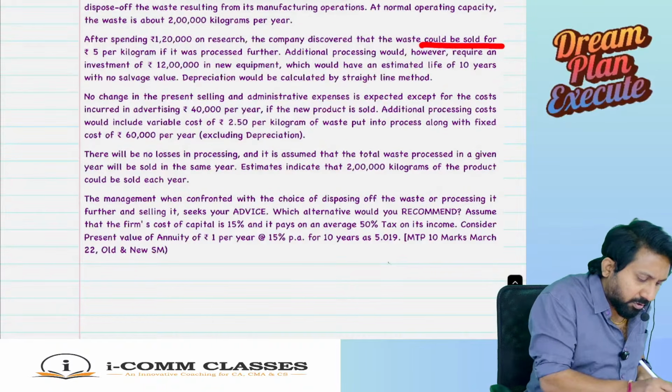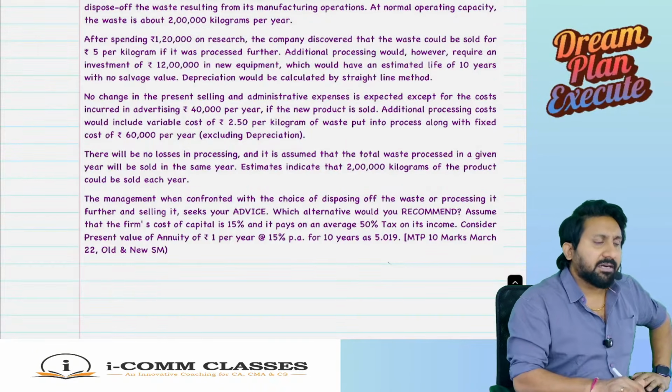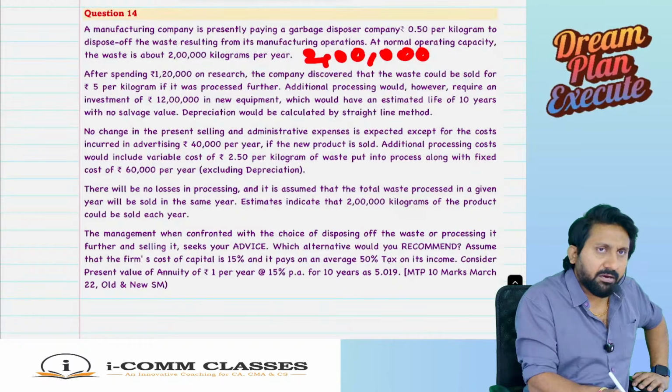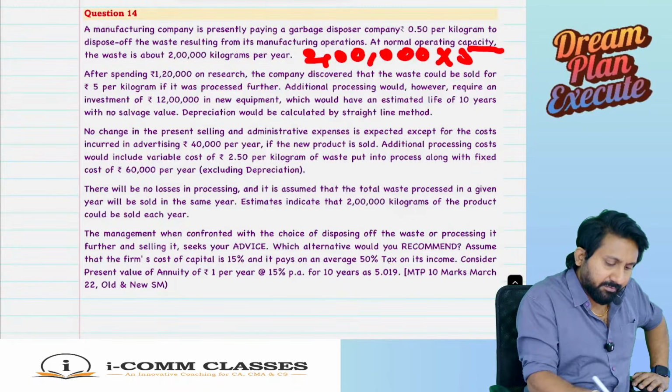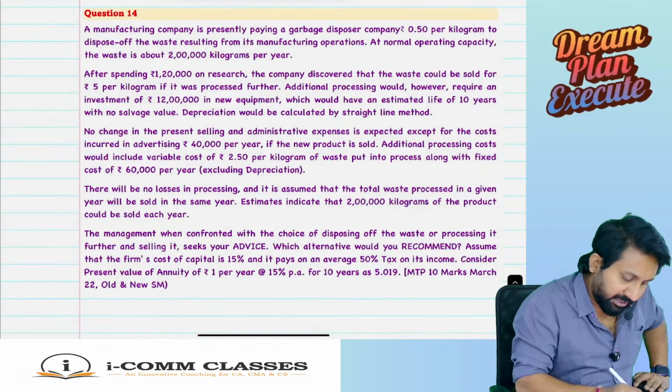First point number one. Waste could be sold for how much per kilogram? Just take calculator and tell the answer. How many kilograms of waste will produce every year? Loudly. Into how much? 5. How much it will be? 10 lakh.